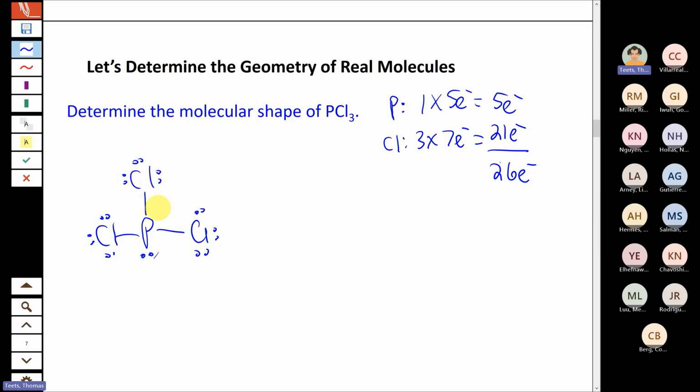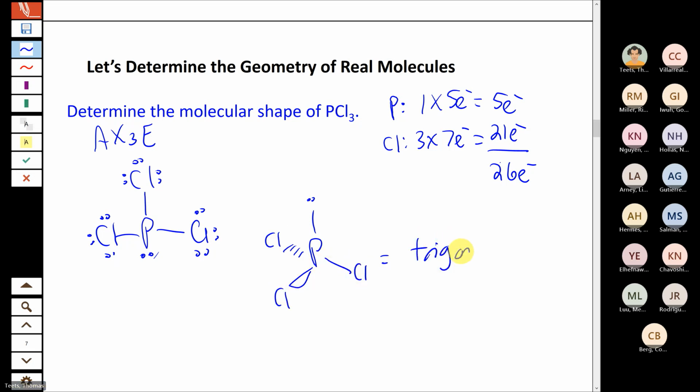So what we've determined from this is that this is AX3E. We already said the X3 comes from the formula. We have 1 lone pair, so that makes it AX3E. 4 total electron groups means that they're going to arrange themselves in a tetrahedral arrangement, which looks like this. And it doesn't matter where the lone pair goes. I like to put it at the top to make it easier to see. And what we call that is trigonal pyramidal.